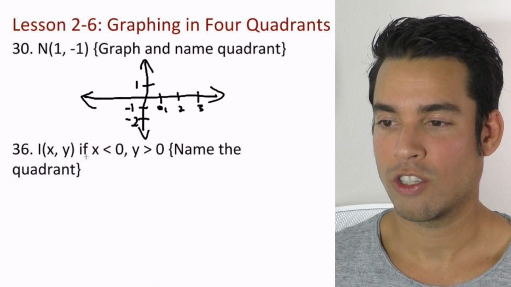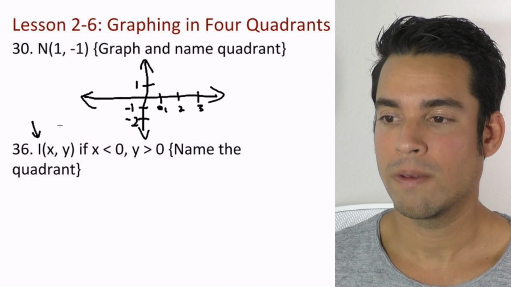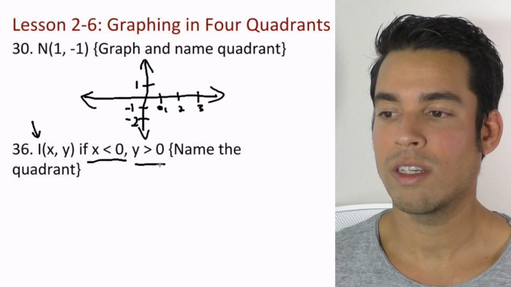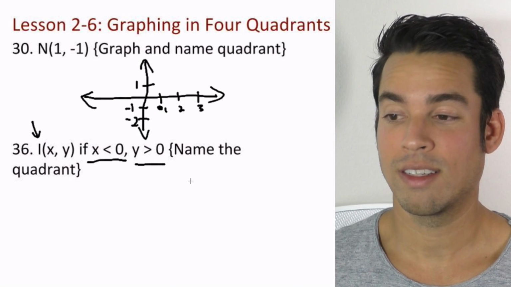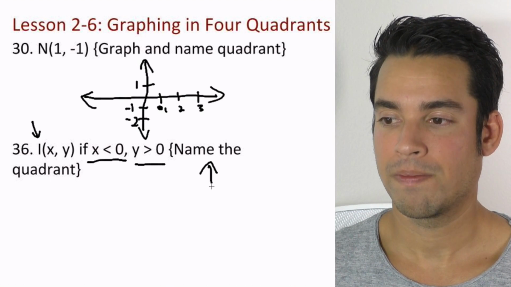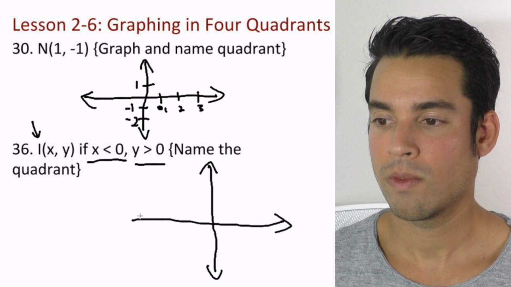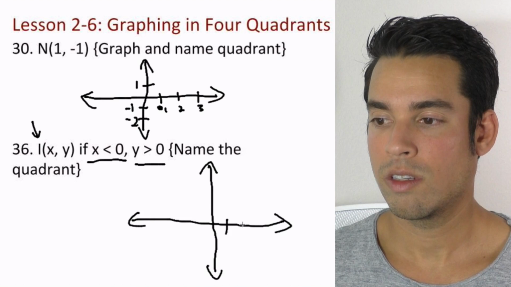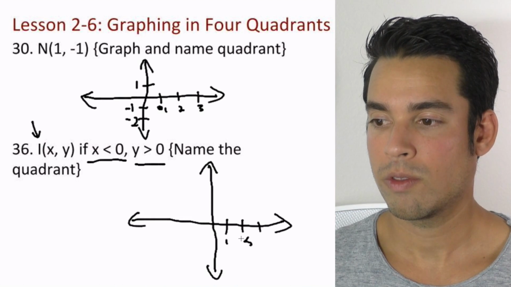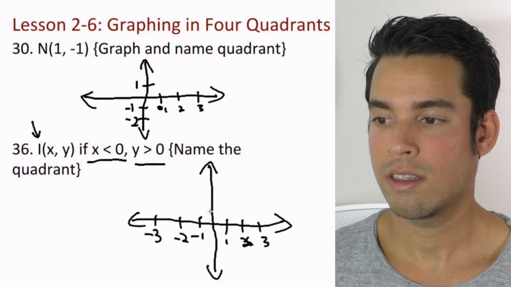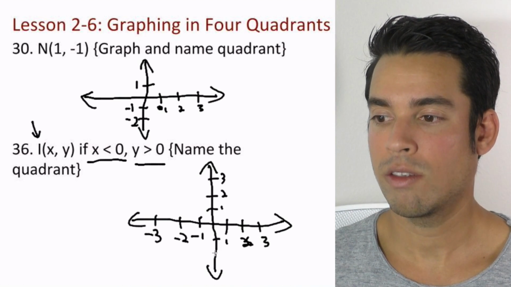Now let's go to this one. This is a more interesting question. It says, this point I right here, if the x coordinate is less than 0 and the y coordinate is greater than 0, what quadrant is it in? Well, let's think about this for a second. So first of all, we're going to make our little graph here. And again, we know this is probably going to be 1, 2, 3, and these over here are going to be negative numbers, like that. 2, 3. Okay, so we got a nice little graph set up.